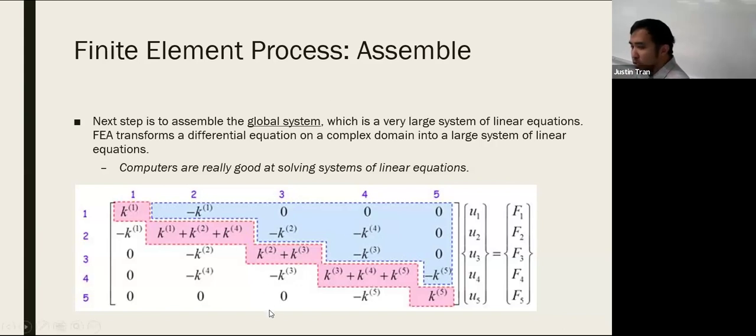Granted, what you're seeing here is a system of five equations and five unknowns, right? So we have a 5x5 square matrix. This normally you can solve by hand. A 5x5 matrix is not that bad.